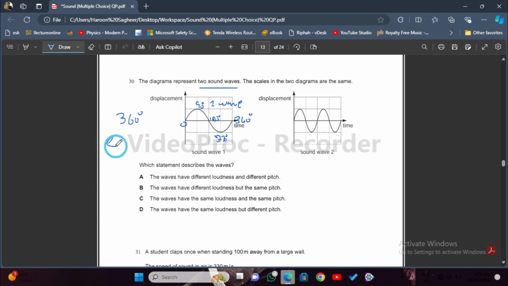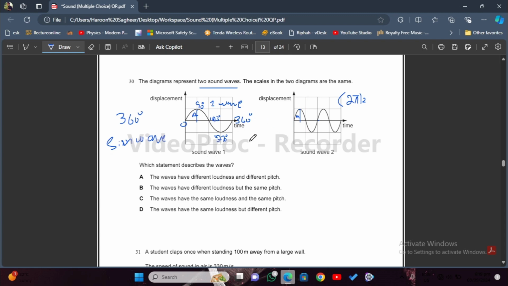A sound wave is basically a sine wave. It can be a cos wave as well, but right now we have a sine wave. And here we have 2 rotations, or 2 times 2 pi, which is 4 pi. Which statement describes the waves? The waves have different loudness and different pitch. Well, loudness is the same in both scenarios because both have the same amplitude. Since both have the same amplitude, their loudness is the same, but their pitch is different.